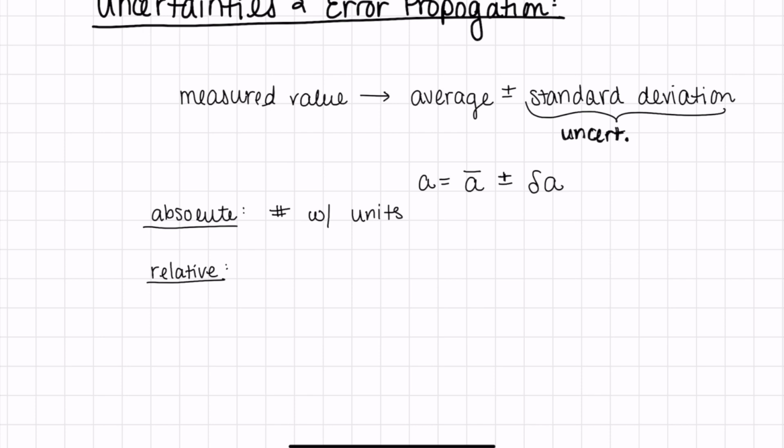We also have relative, which is writing the uncertainty in the form of a percentage, which is good when you're comparing the uncertainty across different physical quantities, like acceleration and velocity. We get relative by taking the absolute uncertainty divided by whatever the measured value is, or the average, and then multiplying that by 100% in order to get it as a percentage.